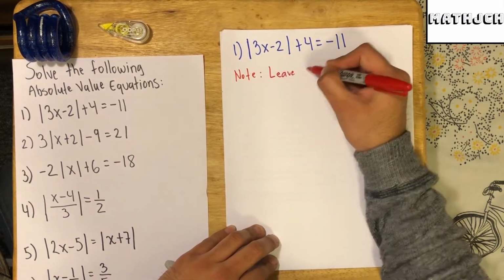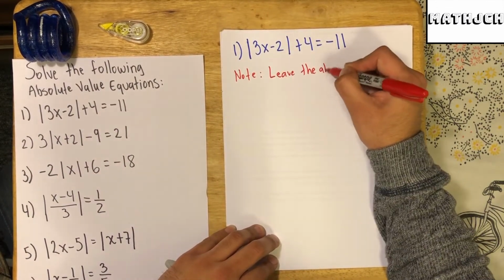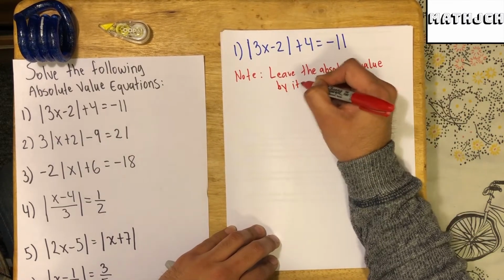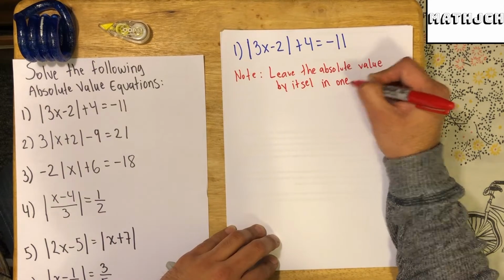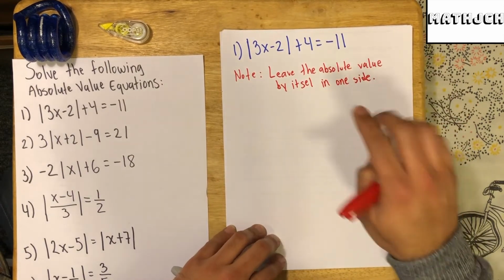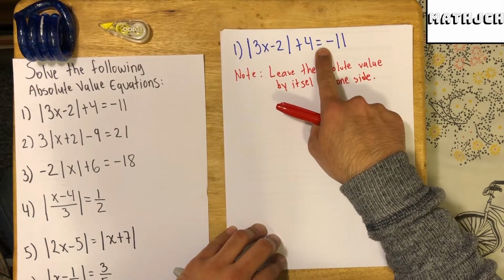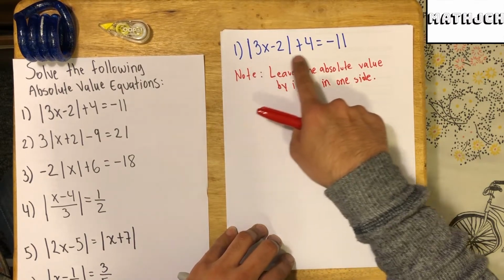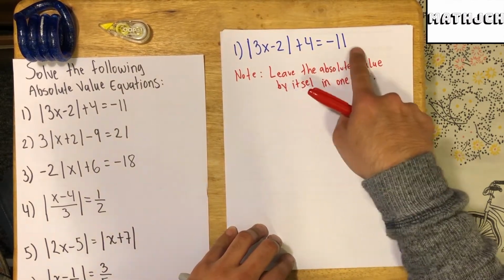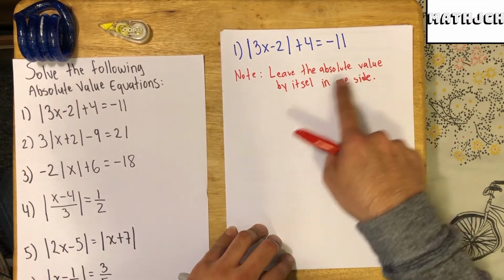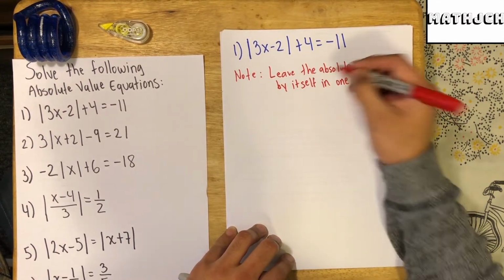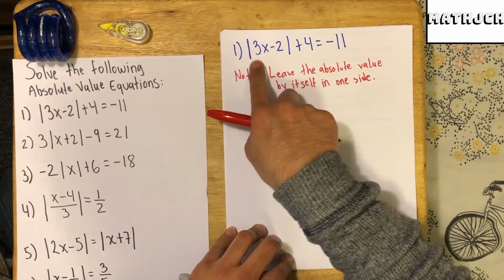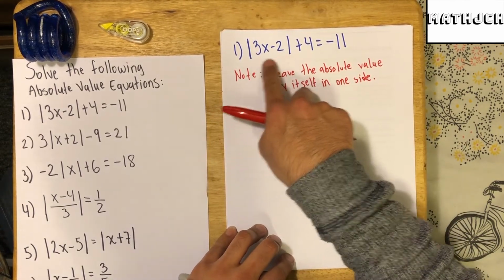Leave the absolute value by itself in one side. By side I mean here we have the equal sign. That means that we have the left side and we have the right side. So leave the absolute value by itself in one of the sides. In this case, the absolute value is on my left side, so leave it by itself.